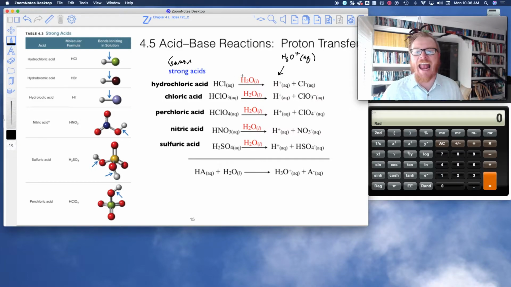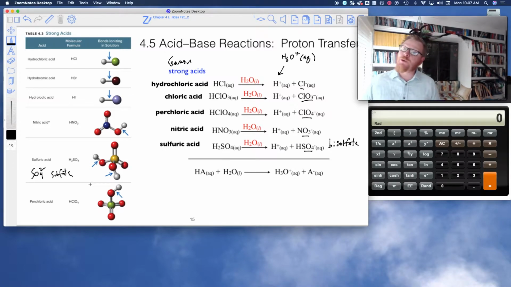It's always the anion of the reaction. So here is the chloride. Here is the chlorate. Here is the perchlorate, the nitrate, and this one, we haven't encountered this yet, but this is called bisulfate. So if I wrote SO4 2-, let's see where I can do that. I'm going to do that over here. So SO4 2- is sulfate. But when we do these acid-base reactions, we actually just do it with one proton at a time.